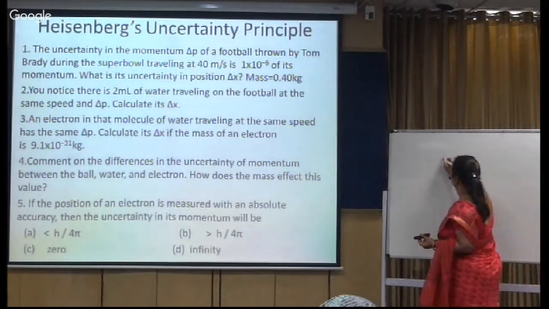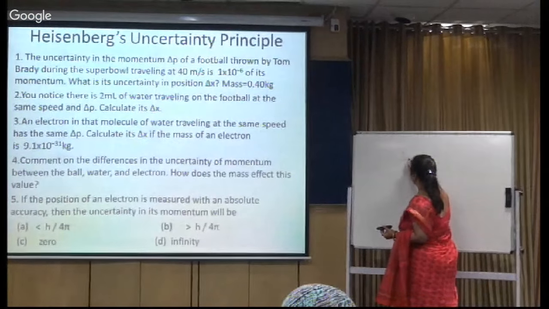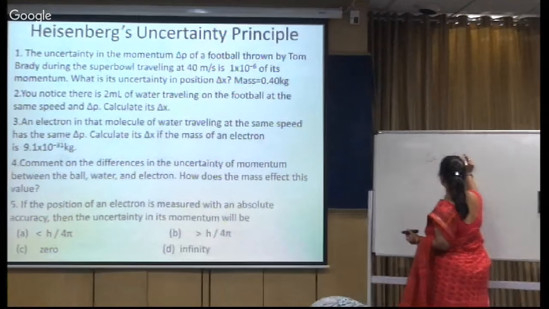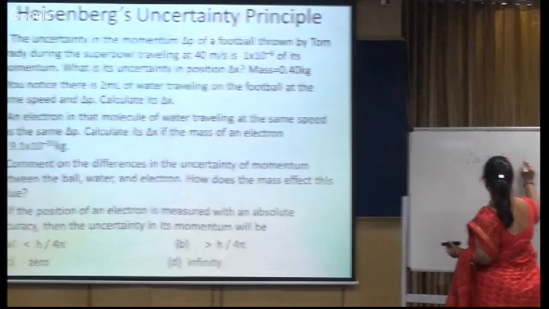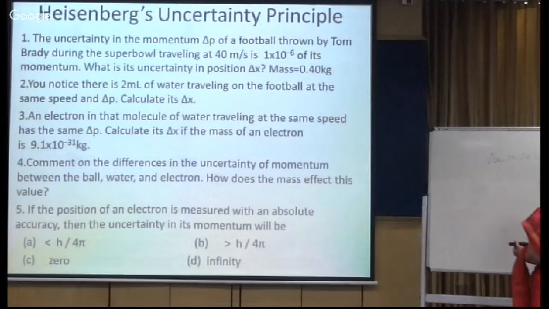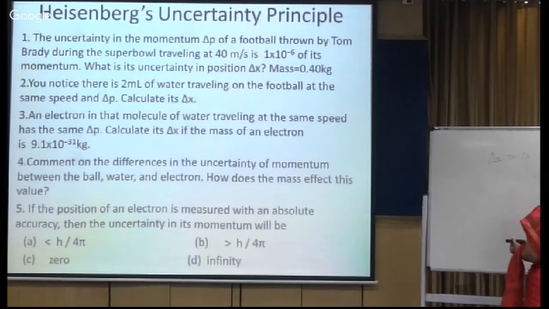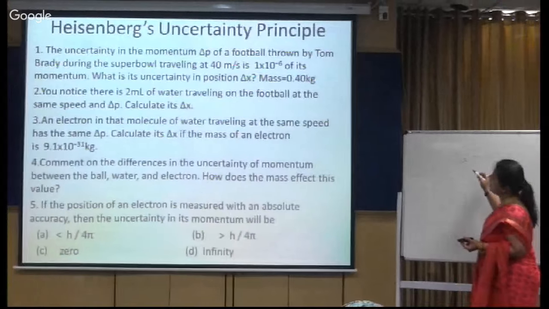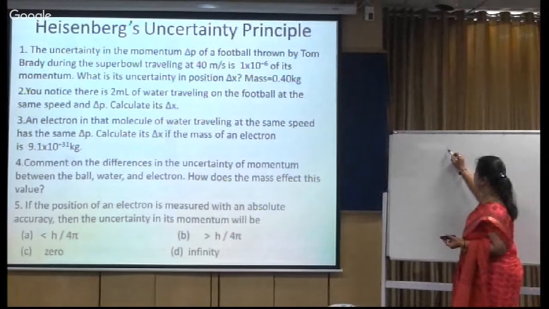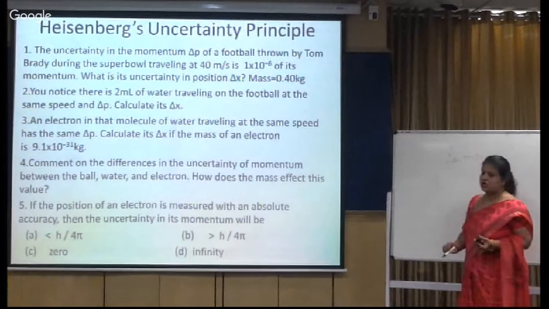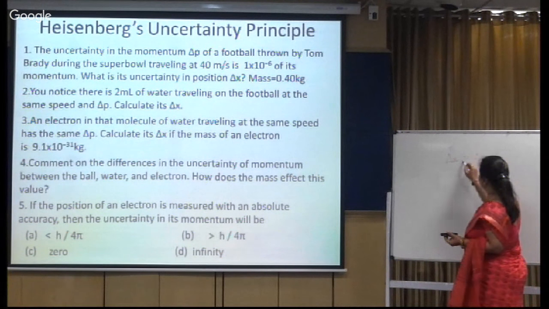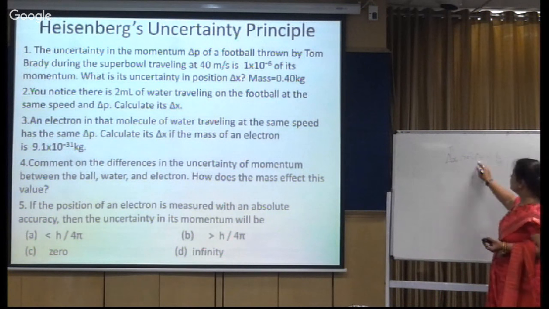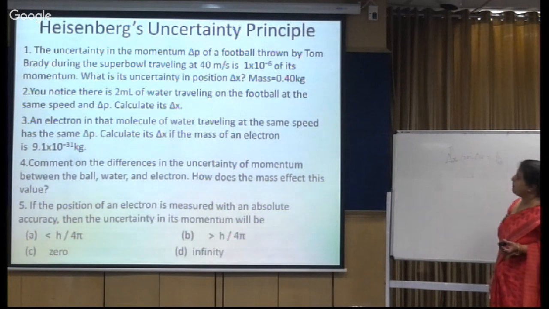So we all know the uncertainty formula: uncertainty in position into mass into uncertainty in velocity is greater than or equal to h by 4 pi. And since it is greater than as well as equal, when we do a numerical, it is equal to h by 4 pi. In this numerical, we have to find out the uncertainty in position. Mass is given, 0.40 kg. What about uncertainty in velocity?